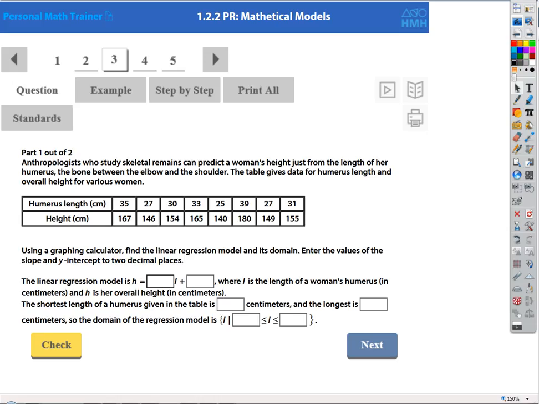So let's read this together. Anthropologists who study skeletal remains can predict a woman's height just from the length of her humerus. So that's just this bone right here, between your elbow and your shoulder. The table gives data for humerus length and overall height for various women. Okay, so they're giving us 8 data points. And we're going to try to come up with a linear model that relates humerus length to height. Which one do you think is going to be my output variable here, the dependent variable?